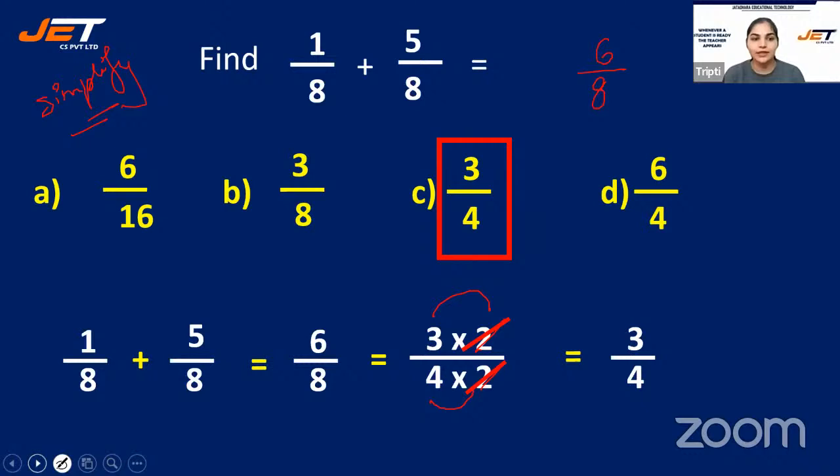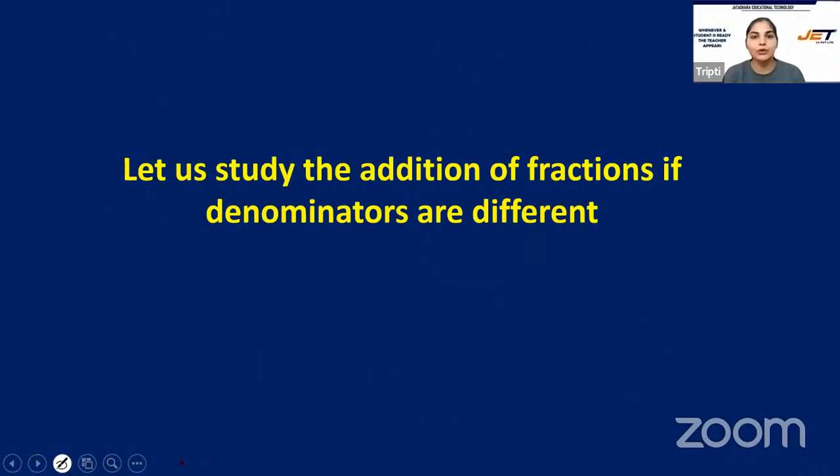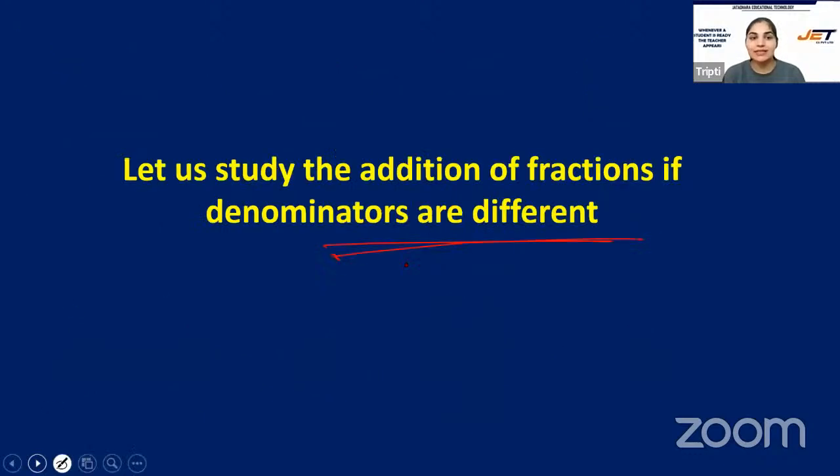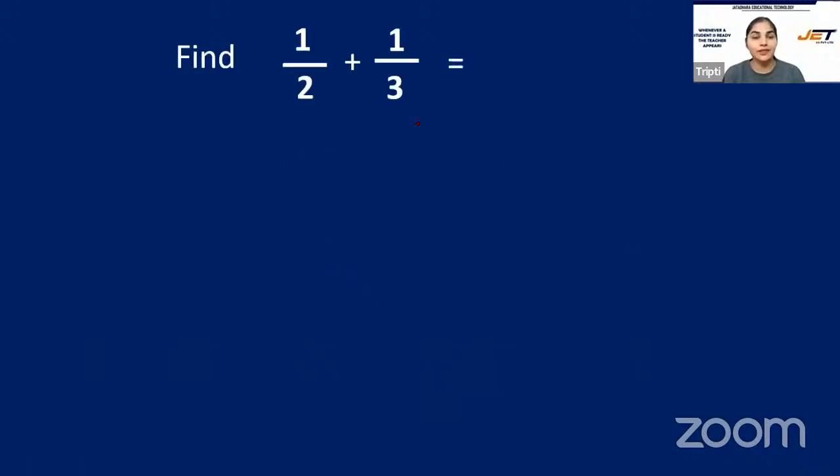Right? Today we will learn how to add the fractions if the denominators are different. Yesterday we did how to add the fractions which have the same denominators. But now we will see how to add the fractions with different denominators. Okay? Here we have 1 by 2 plus 1 by 3. Children, you can't add the fractions which have different denominators. We need to make the denominators same in order to add them.